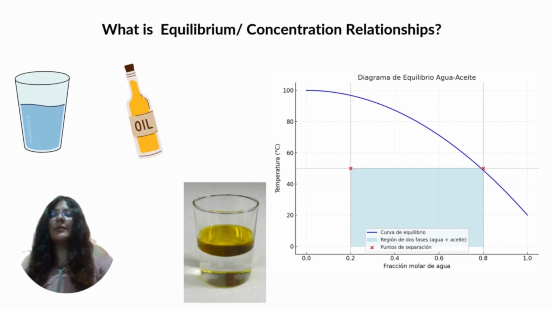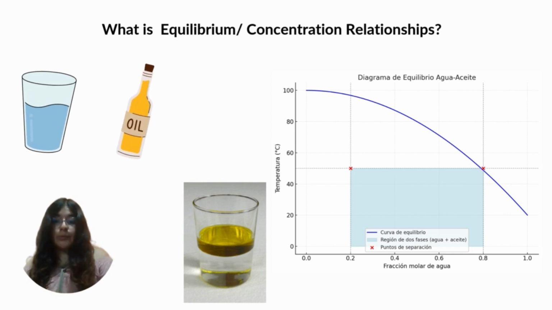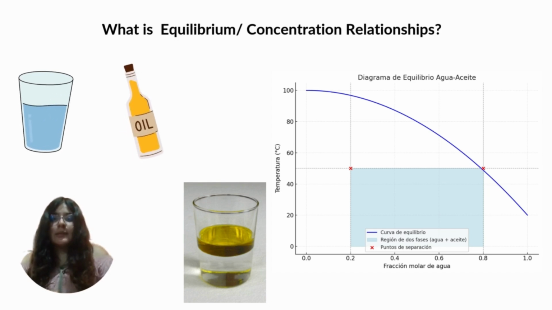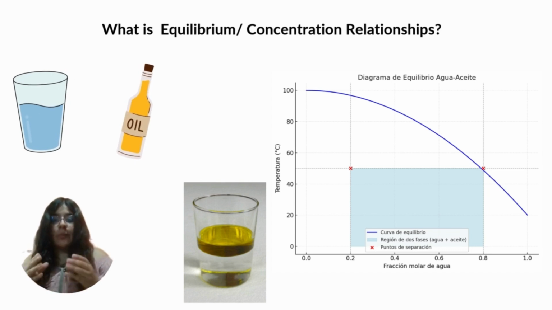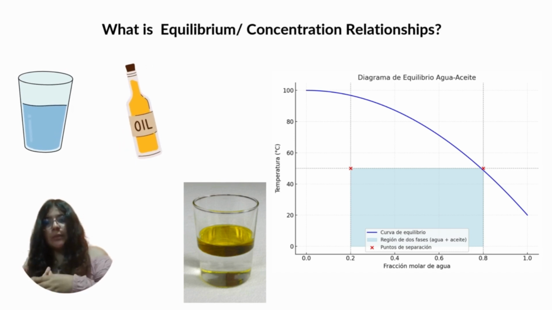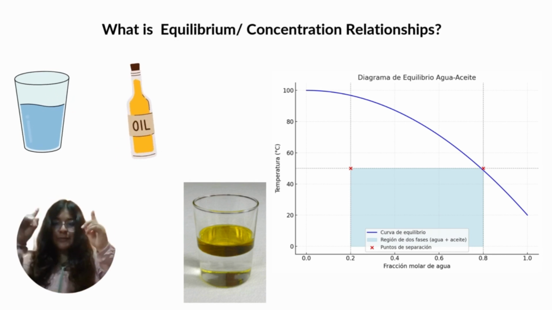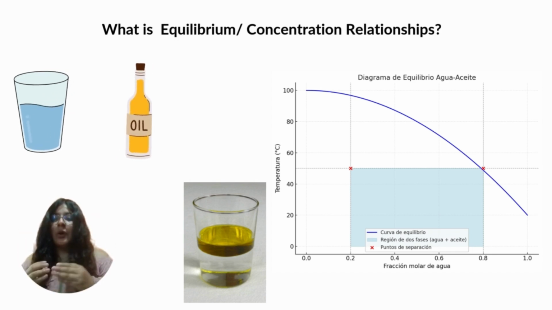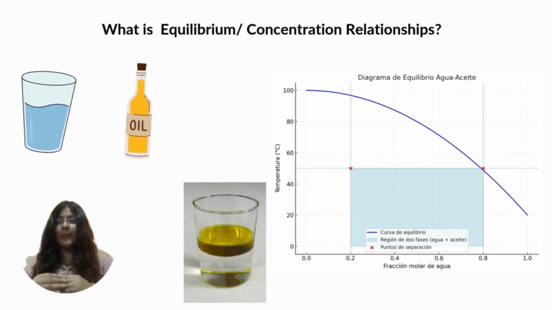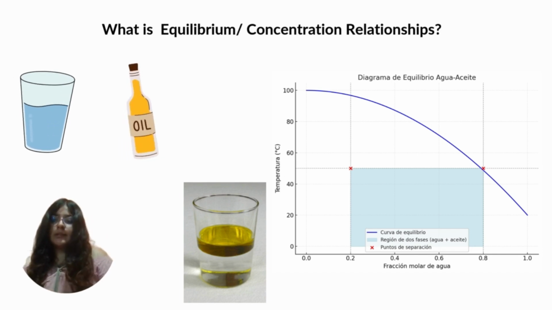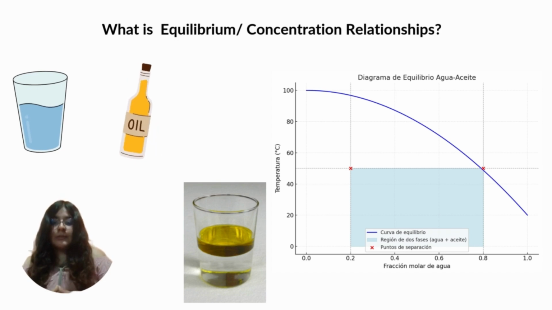What is the equilibrium concentration relationship? Okay, imagine a process where we want to separate different compounds of a mixture. This process is based on a simple principle. Each compound prefers to be in one part of the mixture rather than another part. For example, in a mixture of oil and water, the oil prefers to be on top and the water on the bottom.